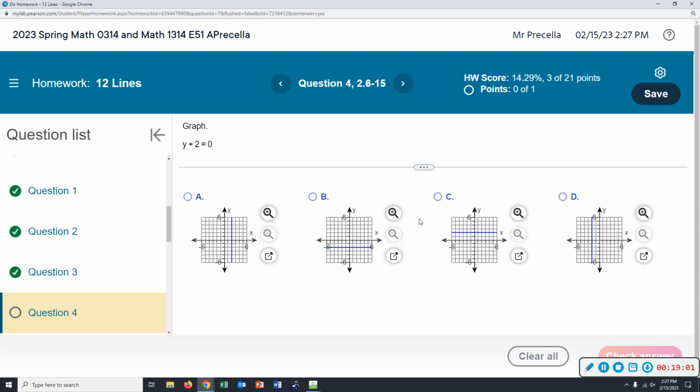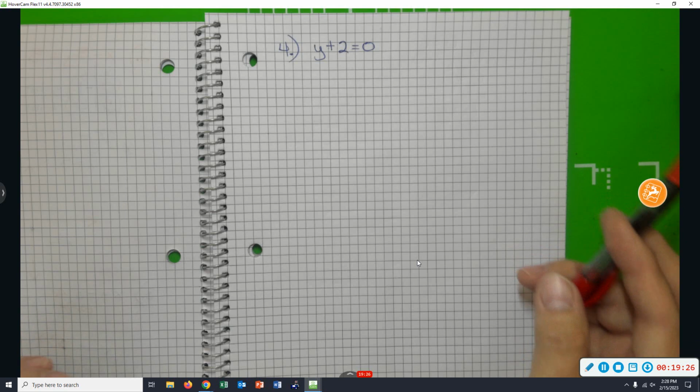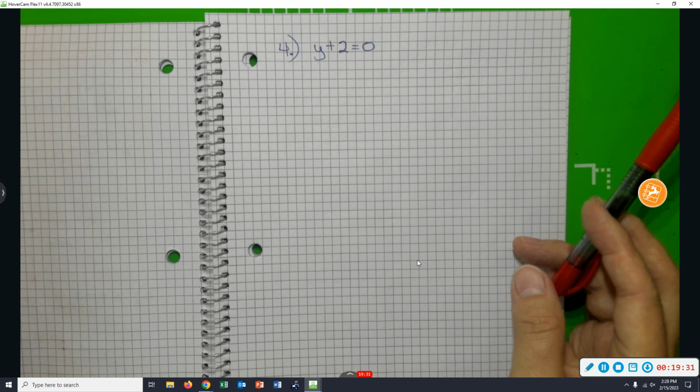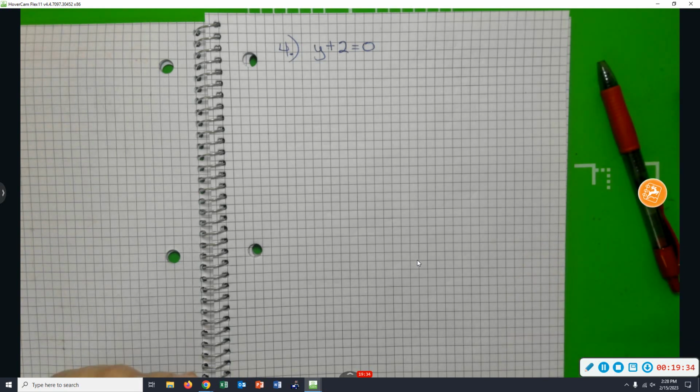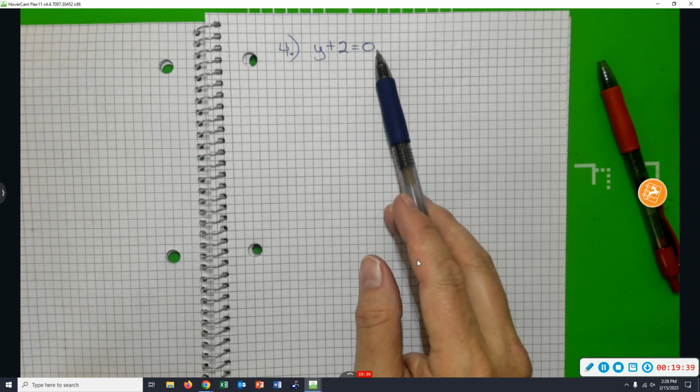Okay, this is number 4. Same instructions, just draw the graph. Let me write the problem down. Well, I see that this equation doesn't have both x and y. It only has one letter, so it's going to be one of the special cases. But if it's one of the special cases, you need the equation in the form variable equals a number.